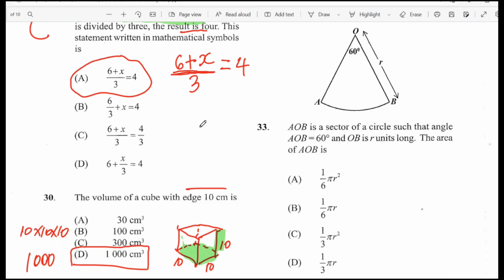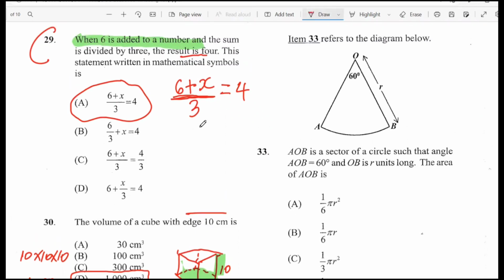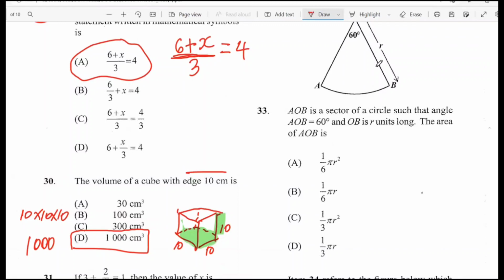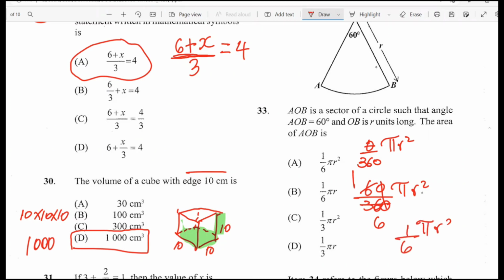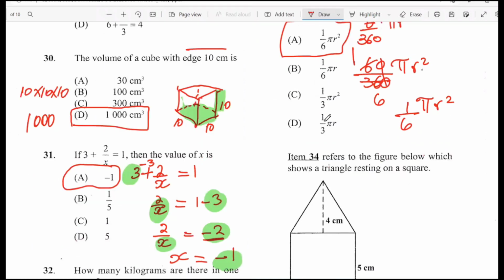The area of a sector is simply the sector angle over 360 times pi r squared. So basically, it's 60 divided by 360 times pi r squared. You could cancel: 6 into itself is 1, 6 into 36 is 6. So the answer is one sixth pi r squared, and we're seeing that at A right there. 34.